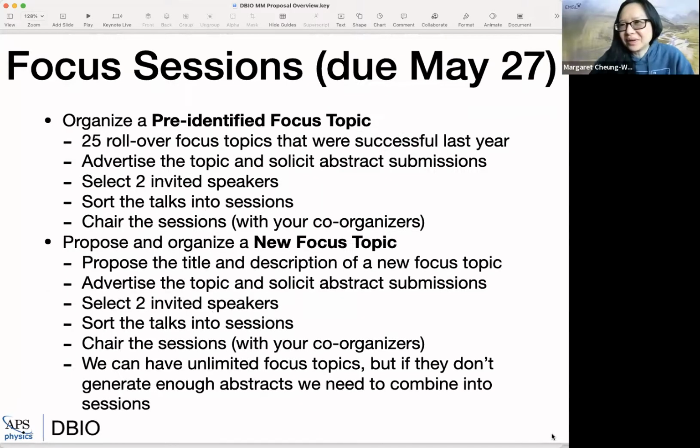I have a comment. In order to access these databases, minimally you have to be an APS member. I'm not so sure it has to be DBIO to propose those topics. Correct. We would love you to be a DBIO member, though. Yeah, I don't think there's a restriction, but minimally you have to be an APS member to access these tools. So you have to log on and stuff like that.